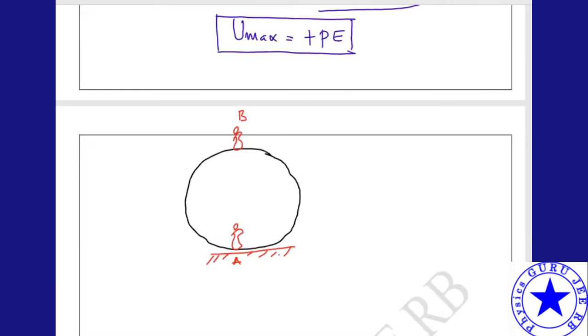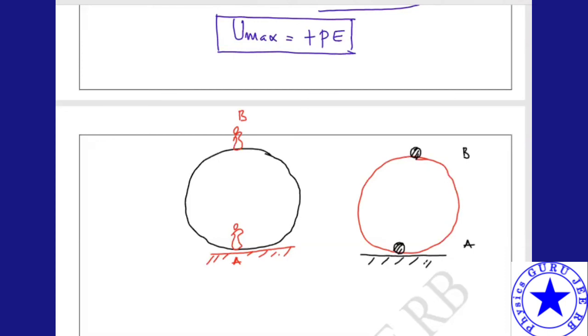In a better way, I'll explain one more time. Now I'll take a small ball here, and here also a small ball. From the ground, there are A and B. So can you tell me, from the ball, A and B, which is stable?